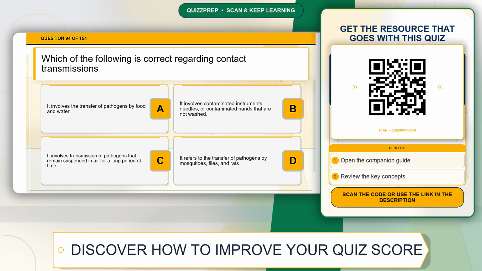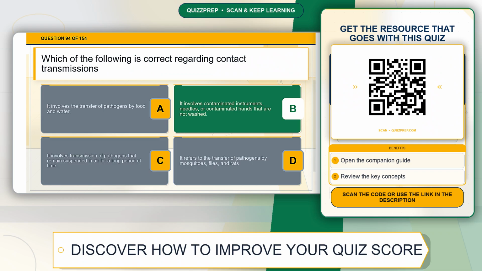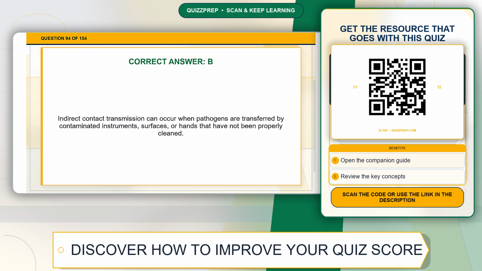Question 94. Which of the following is correct regarding contact transmission? Option A, it involves the transfer of pathogens by food and water. Option B, it involves contaminated instruments, needles, or contaminated hands that are not washed. Option C, it involves transmission of pathogens that remain suspended in air for a long period of time. Option D, it refers to the transfer of pathogens by mosquitoes, flies, and rats. The correct answer is option B. It involves contaminated instruments, needles, or contaminated hands that are not washed.